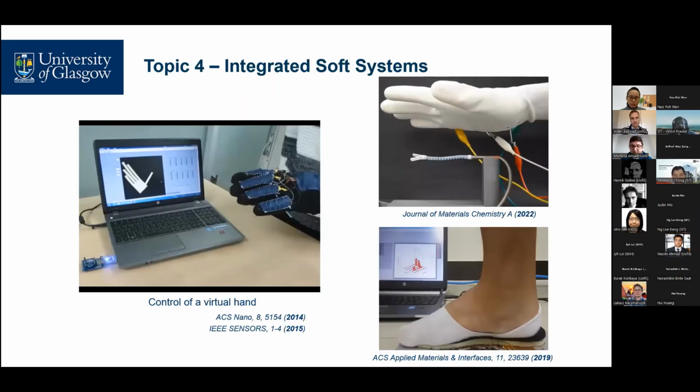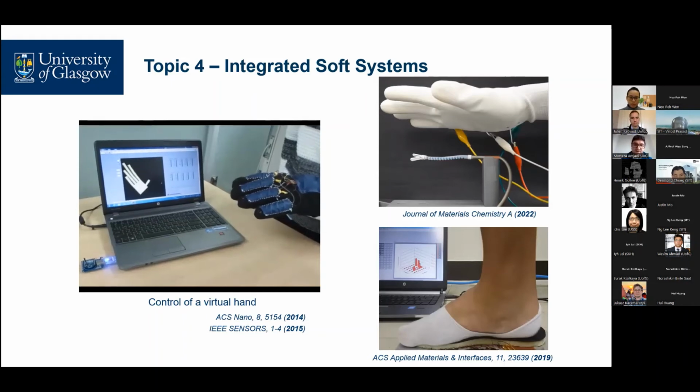I think one of the key areas we are very interested in is integration. So we develop these soft sensors, soft actuators, soft pressure sensors. Now the question is how we can use them in practical applications, because for practical applications, we need to integrate these sensors and technologies with data acquisition systems, with control, with other components, with batteries, with energy storage, and so on. So here are some examples.